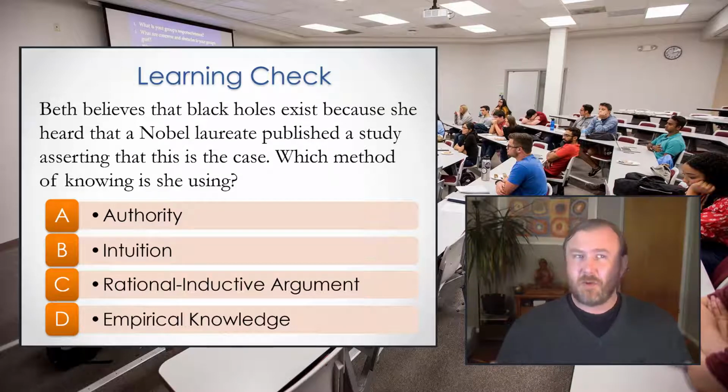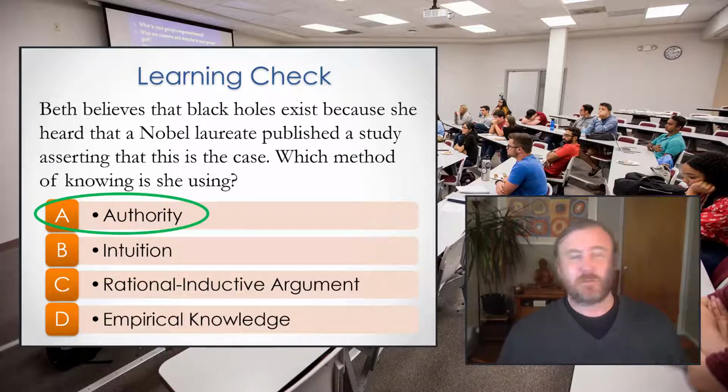So here's another one. Beth believes that black holes exist because she heard that a Nobel laureate published a study asserting that this is the case. Which method of knowing is she using? It's the same, right? Authority. Just because a person won a Nobel Prize does not mean that everything that they say is true. It doesn't mean that everything that they say is false either. This is just a way people tend to come to knowledge.